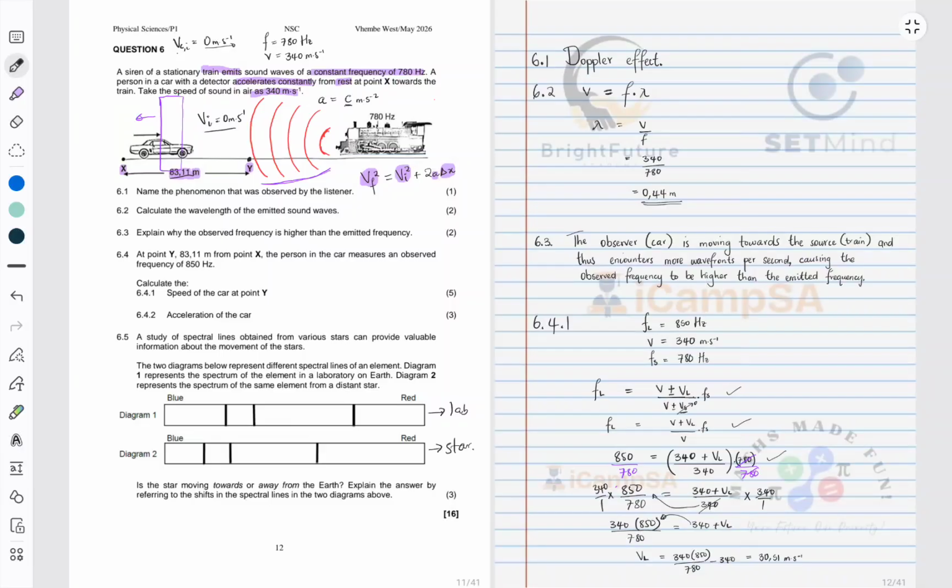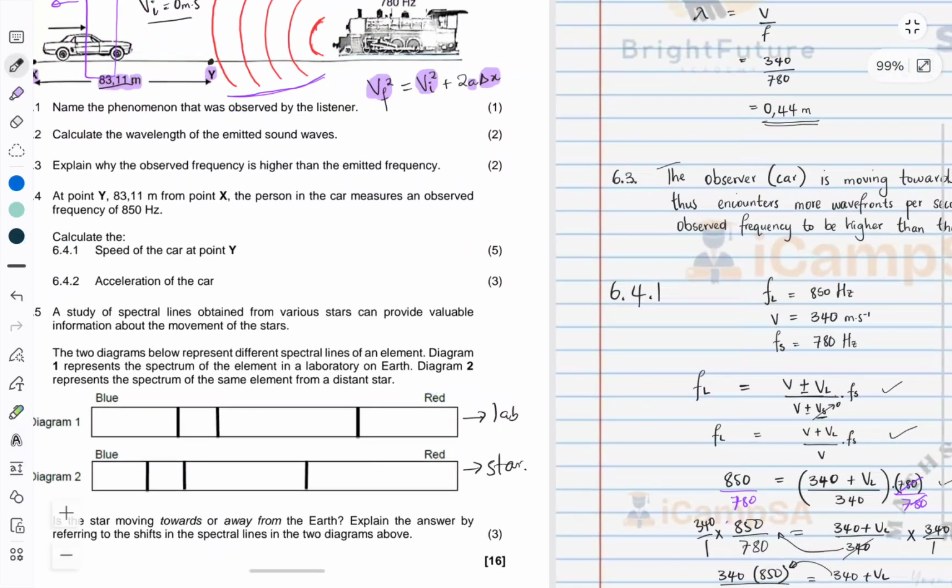So the rule is, if the spectral lines shift towards the red end, I'm talking about the spectral lines of the star, because remember we have a control, which is the one we took at the lab, right?